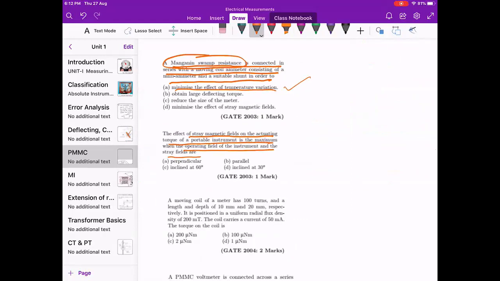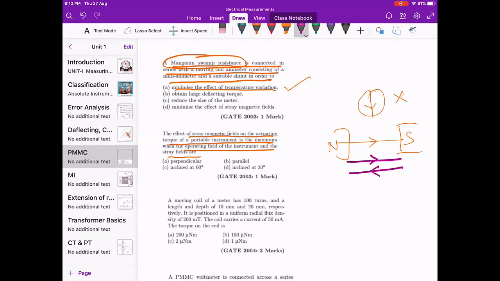Meaning, I told that here there is a north pole and a south pole, and there is some magnet. Now there is another stray magnetic field. If the stray field is like this, it will not disturb anything. But if it is like this, parallel, it can affect your real magnetic field. That's why there is a concept of shielding, not for PMMC, for other devices. That's why this orange line and purple line are parallel, and that's why the answer is parallel. The effect will be maximum only when parallel.